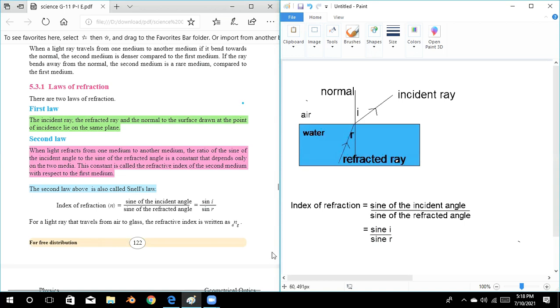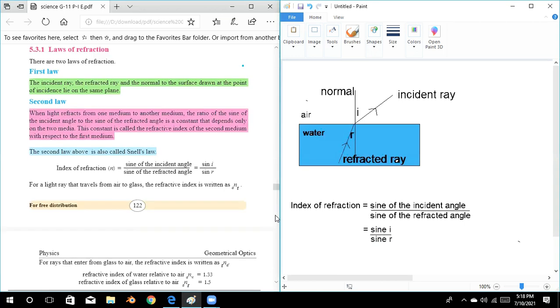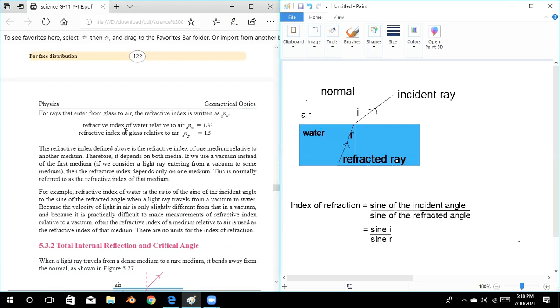Then, for rays that enter from glass to air, glass to air, we can write it with glass on the left side and air on the right side. That can be written in this way.